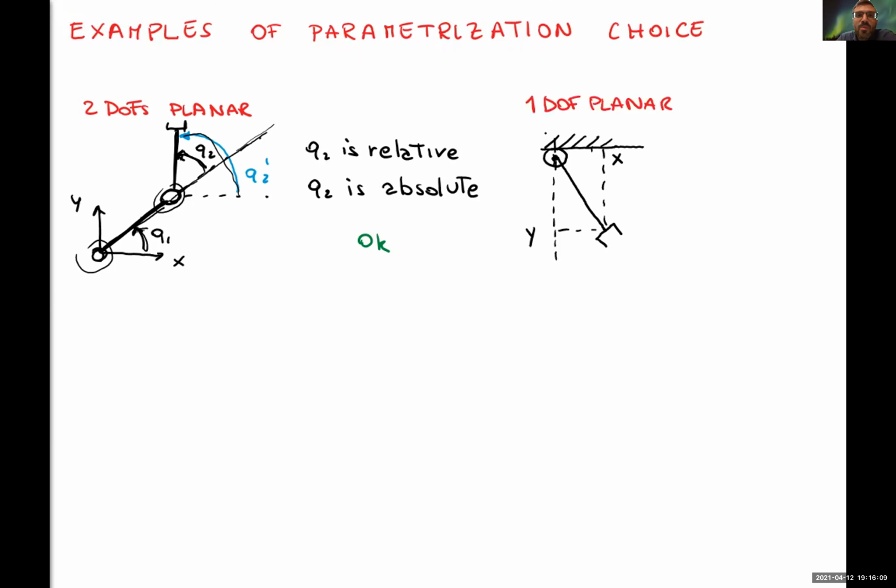While in this case, for example, we have a 1 degree of freedom planar robot with 1 joint here that moves these links around. And in this case, is this kind of parameterization unambiguous, if we choose, for example, to represent the joint space with these 2 variables, x and y? Well, it is unambiguous. We can represent the configuration of this link with x and y coordinates; for each configuration, we will have a different couple of x and y variables. But is it minimal?